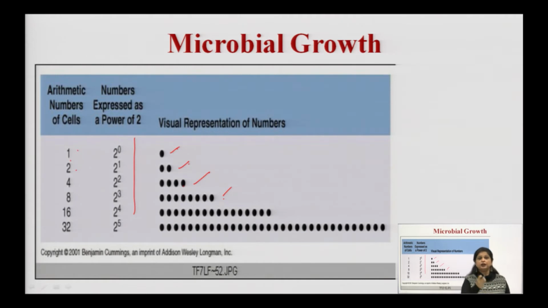If you have inoculated one bacterium, then it will generate 2, and further 2 bacteria will get divided into 4 bacteria, and 4 bacteria will further divide into 8 bacteria. So in this way there will be an exponential increase in the number of microorganisms or the number of bacteria, as you can see from the microbial growth, how microbial growth takes place.